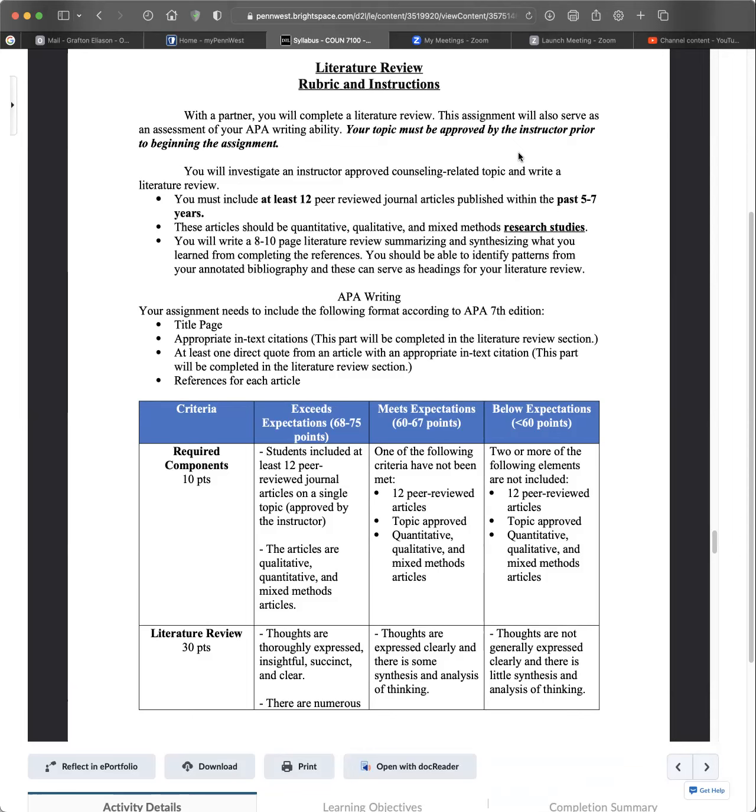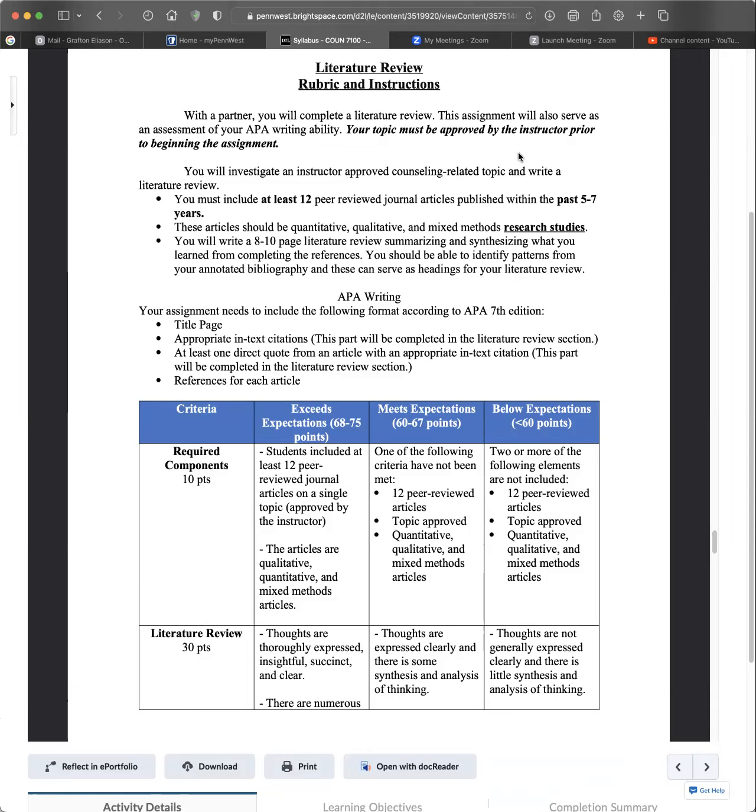You'll investigate an instructor-approved counseling-related topic and write a lit review. So you have to include at least 12 peer-reviewed journal articles. Some of them should be recent, but like I told you in class, there may be some good articles that are older than 5 to 7 years. So ignore that part. I'd like a couple of them to be recent, but some of them can be older than 5 to 7 years. That's fine.